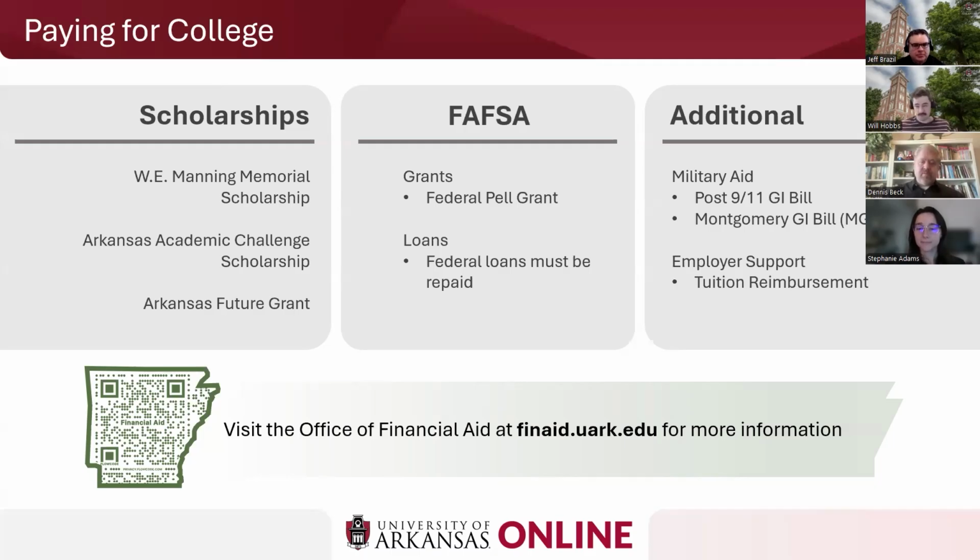And then just some additional ones as well. If you have any military service, you can use your GI Bill to help pay for online education as well. You can also reach out to your employer and see if there's any tuition reimbursement that they would be willing to do. And if you have any questions, feel free to scan that QR code or go to the financial aid office website, and they can give you more information about how to complete each one of those.